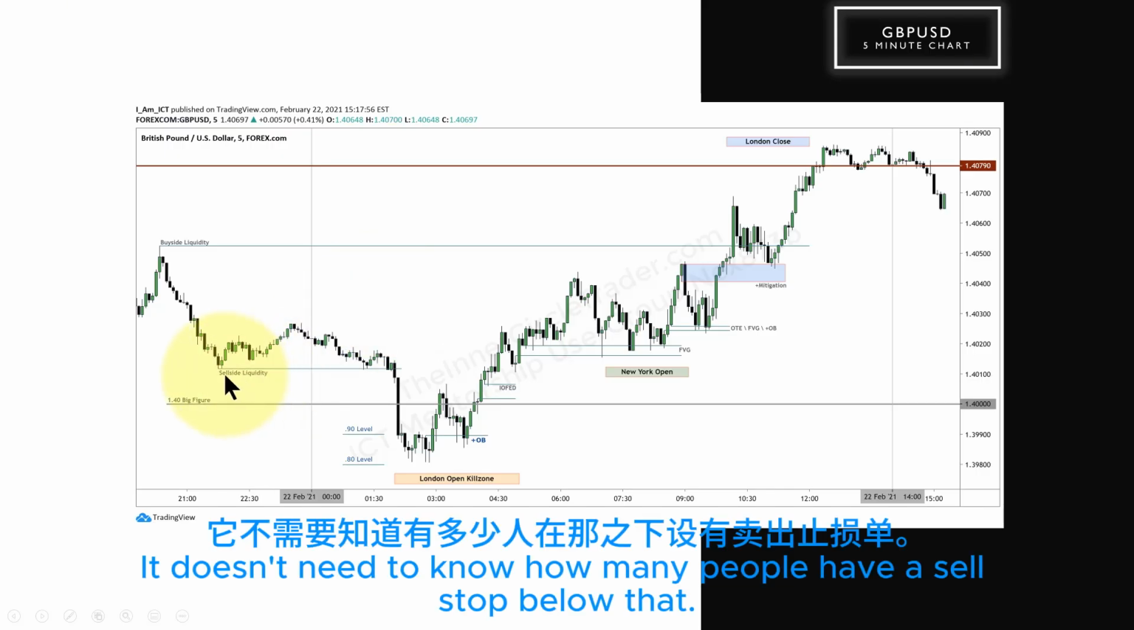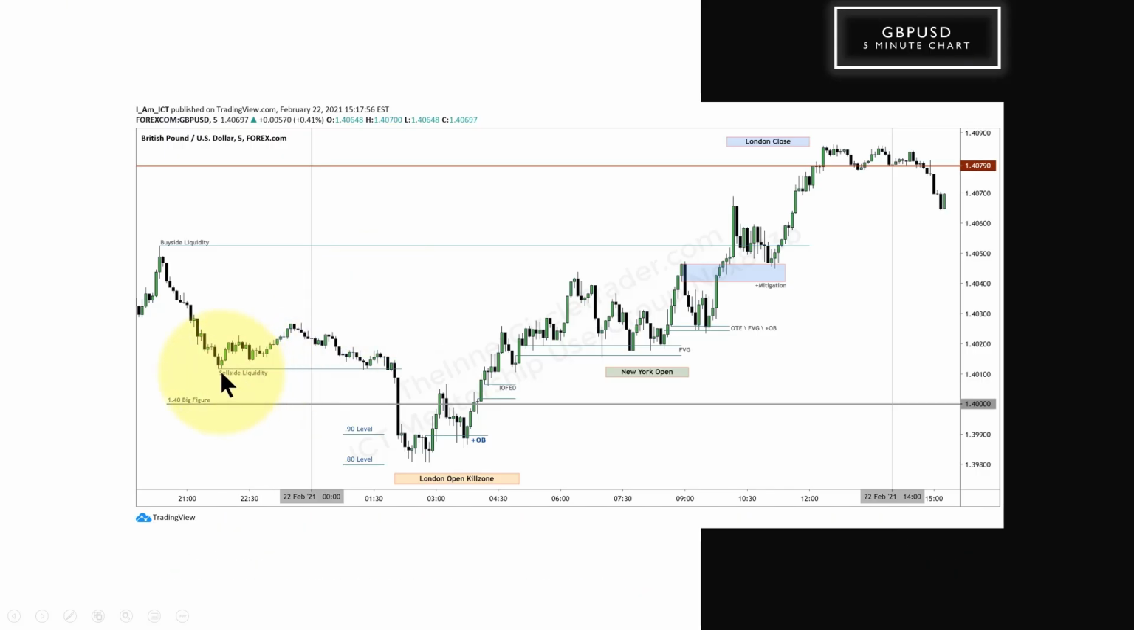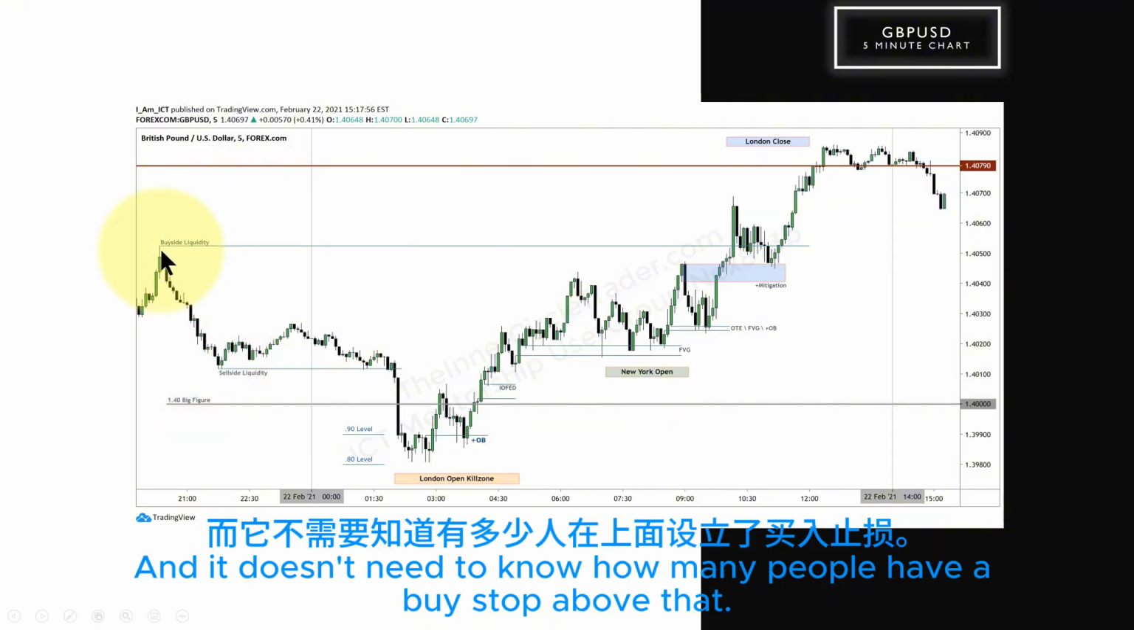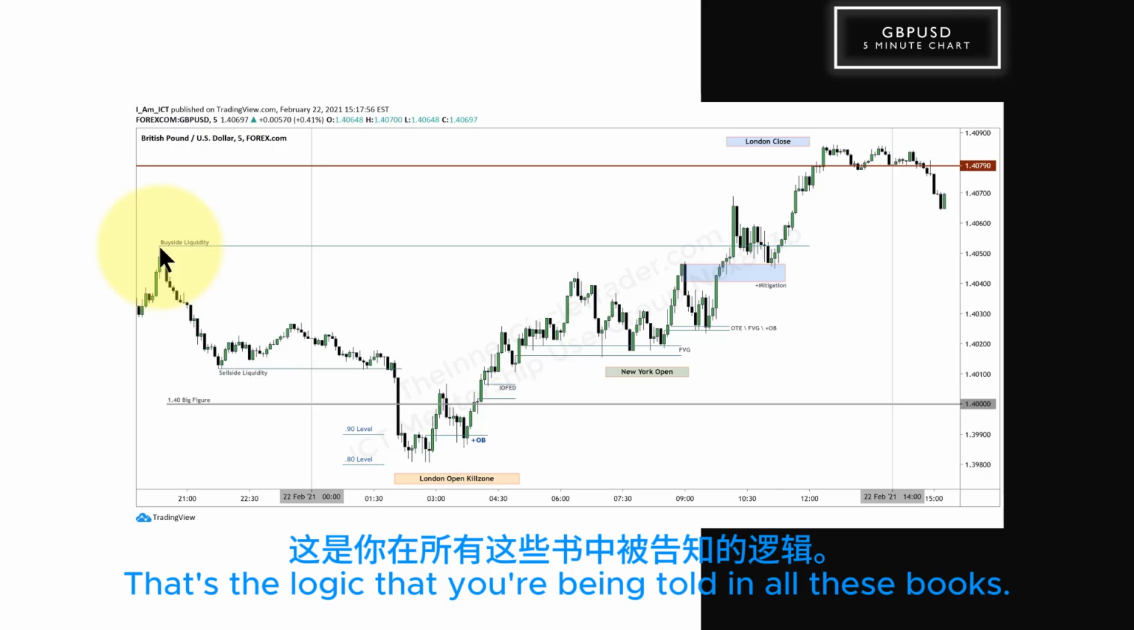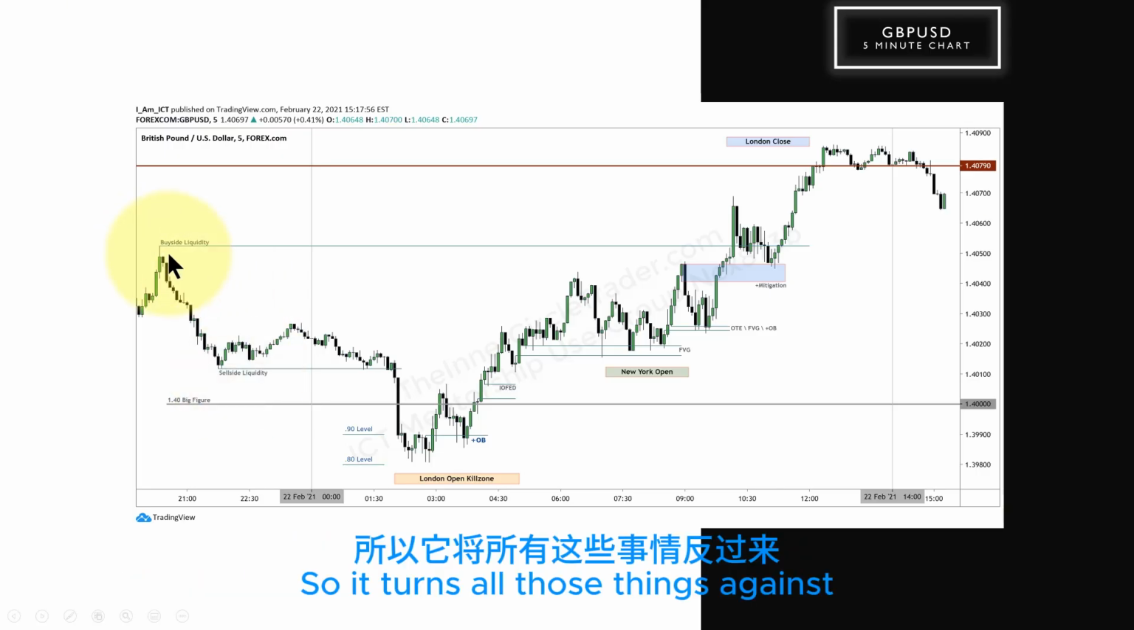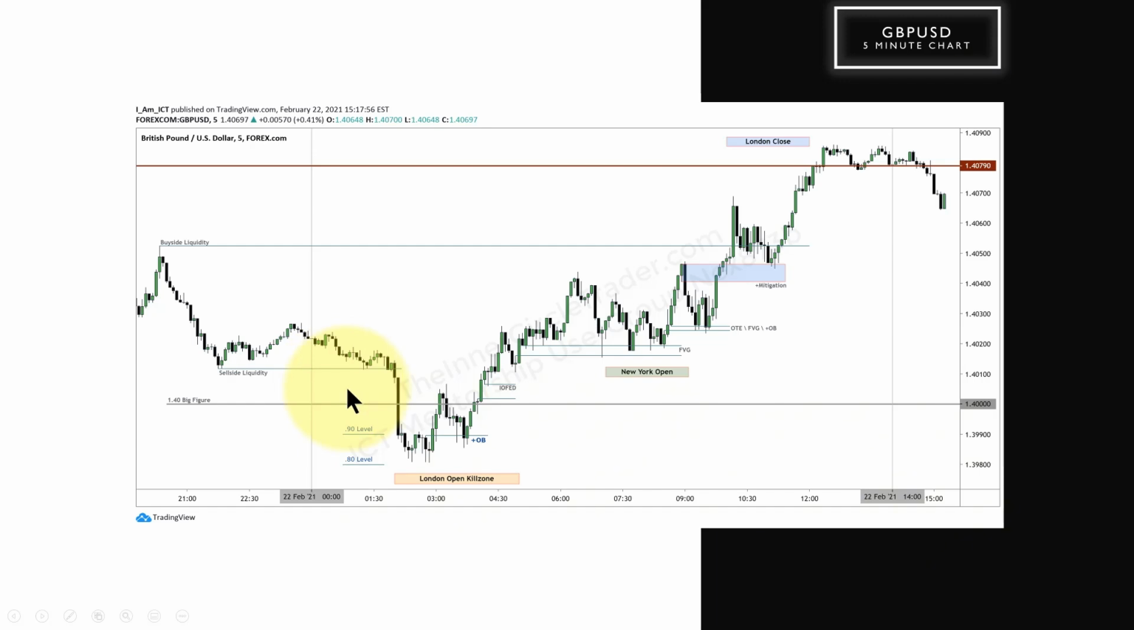It doesn't need to know how many people have a sell stop below that. And it doesn't need to know how many people have a buy stop above that. It just knows it does. That's the logic that you're being told in all these books. So it turns all those things against the bulk of traders.